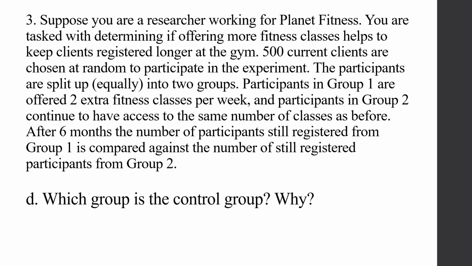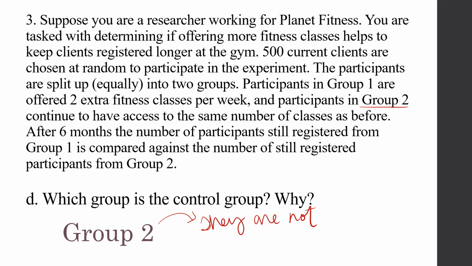Our control group, that's the people that everything remains the same. All right, so that's going to be our folks that were in group 2. All right, so why is group 2 the control group? Because they are not offered any extra classes. I feel like I spelled offered wrong. All right, so group 2 is the control group because they did not get the extra classes offered to them.